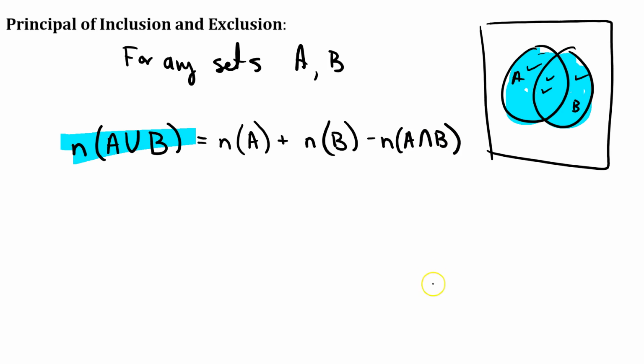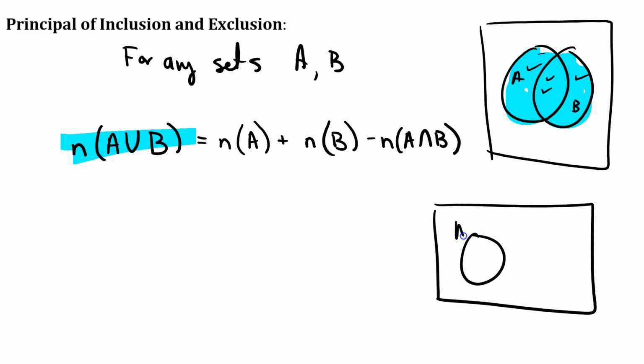Now for those of you who are thinking, well, what happens if they're disjoint sets? A is this one and B is this one. Well, it still works because the number of elements in A and B together are the number of elements in A plus the number of elements in B subtracting the overlap. Well, there's no overlap, so you would just subtract 0. So it even works when the two sets are disjoint.